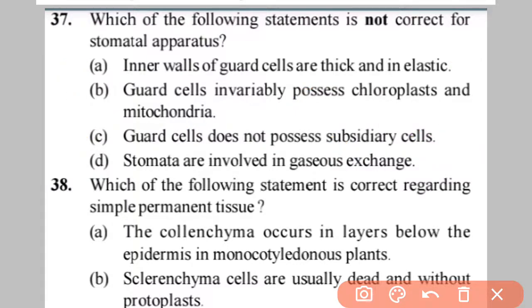Yeah, we got the answer. Question number 37's answer is option C. Okay, let's move on to the next question.